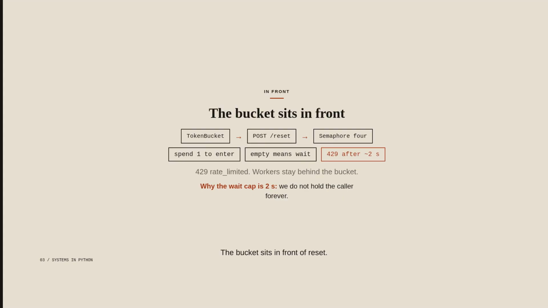The bucket sits in front of /reset. A request spends 1 token to enter. If the counter is at 0, the request waits. After about 2 seconds with no token, we refuse it with 429, and we never take a worker. The wait cap is 2 seconds, so we do not hold the caller forever. 429 means too many requests, and the limiter refused this one before the hash starts.